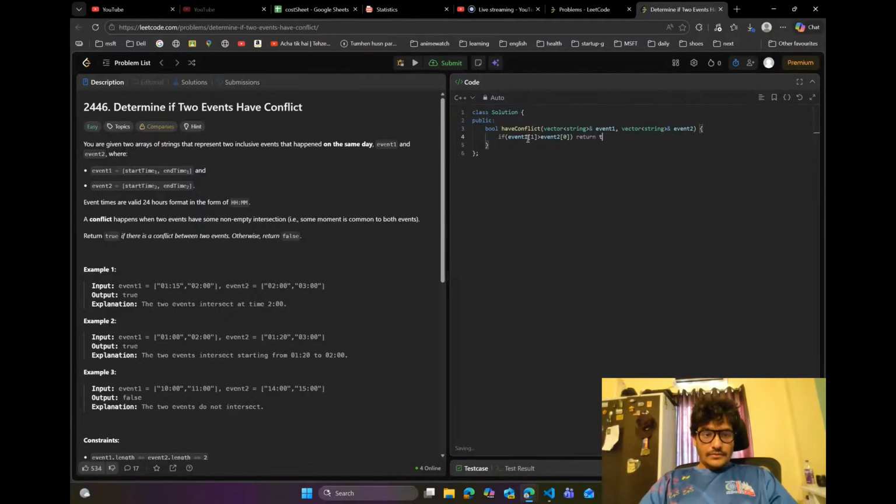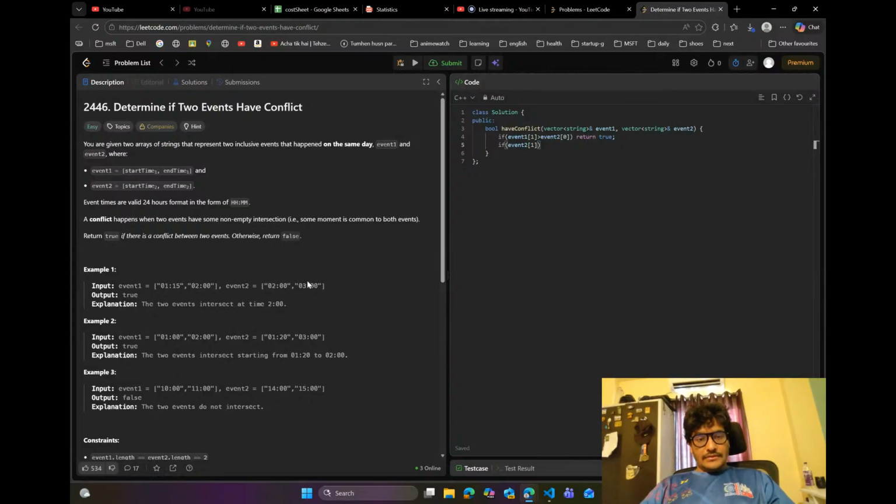we return true, and if event 2's second part, now this thing, right, if this lies between these two, event 2, and it is not given that event 1 is going on before and event 2 is happening after it. So even this can be the first event.